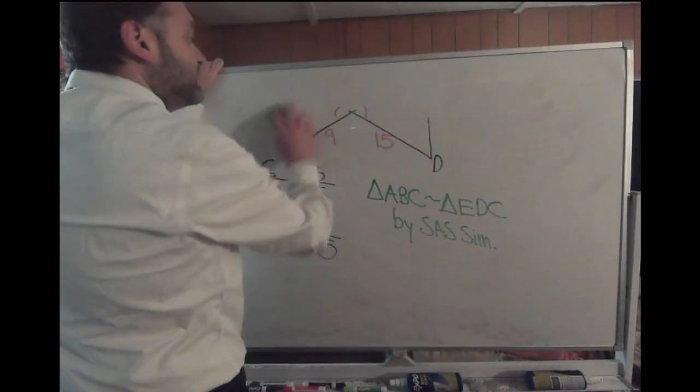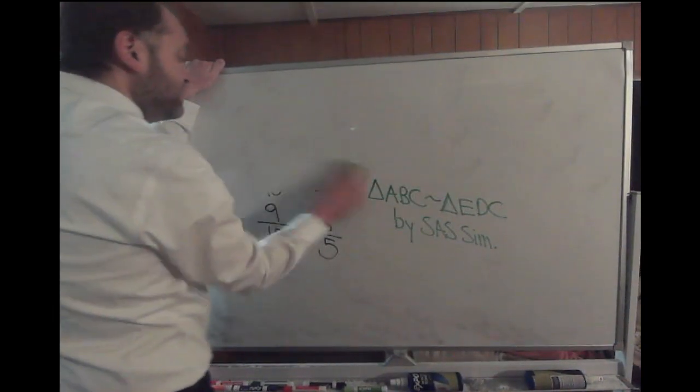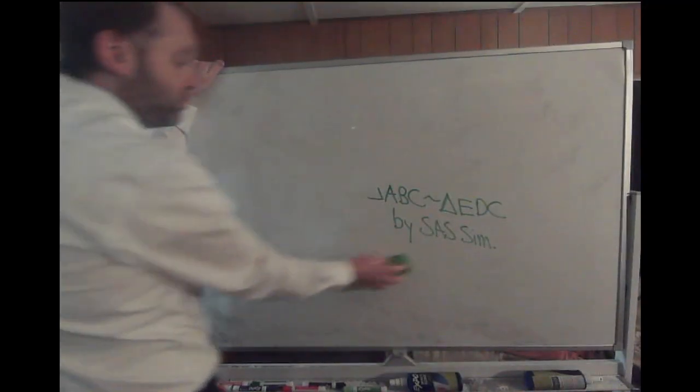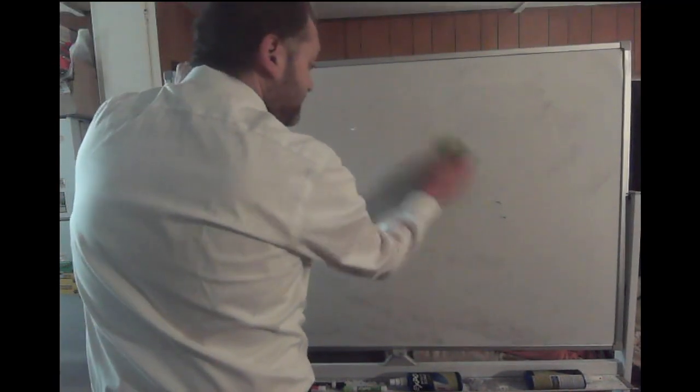So you have to look at the diagram, see what you're given, and see which parts of the triangles are corresponding, because not everything is always as it first appears. All right, next.